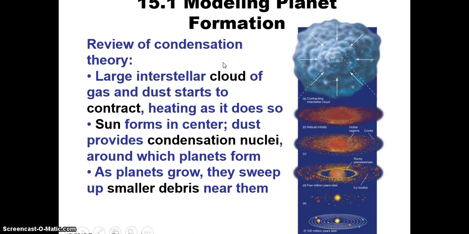Again, the condensation theory, let's just go over that again. We did talk about this in chapter 6. So you have this large interstellar cloud. Now we find these in our galaxy, in other galaxies as well, where there's this huge cloud of mostly hydrogen that exists between the stars.